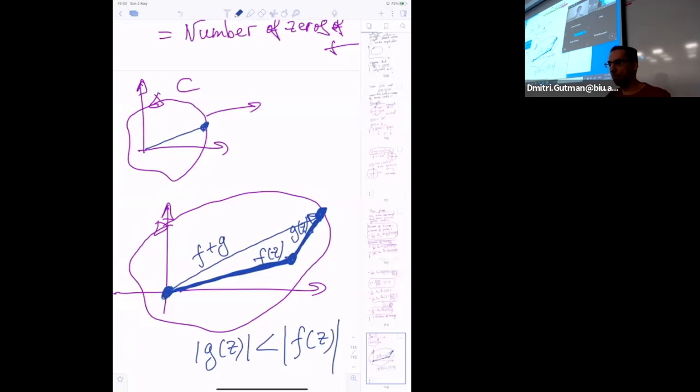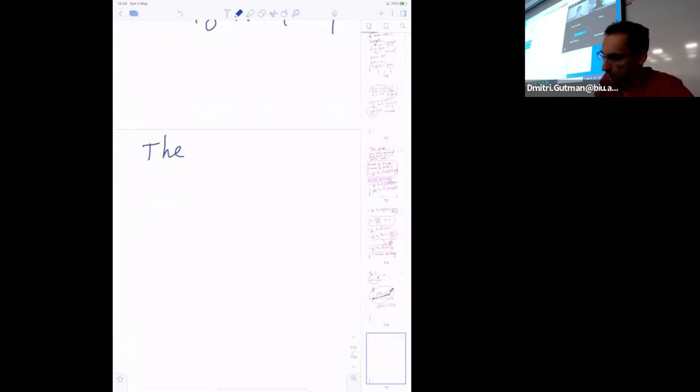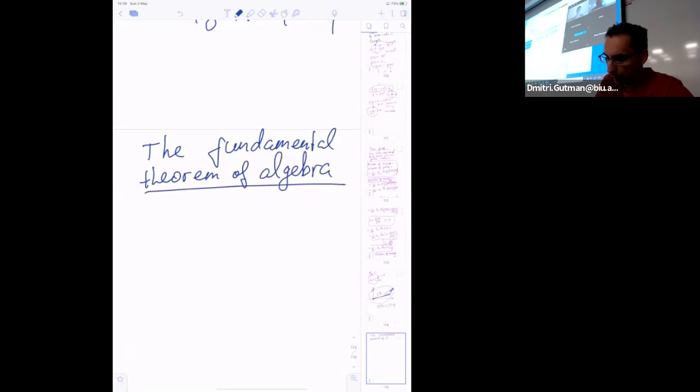Now, why is this theorem so important? Because it allows us to establish many interesting results. For example, the fundamental theorem of algebra follows from this theorem. So who knows what the fundamental theorem of algebra is? Well, I can tell you that it has to do with the number of roots of polynomials. This is a very important theorem in algebra, and it's connected to complex analysis.